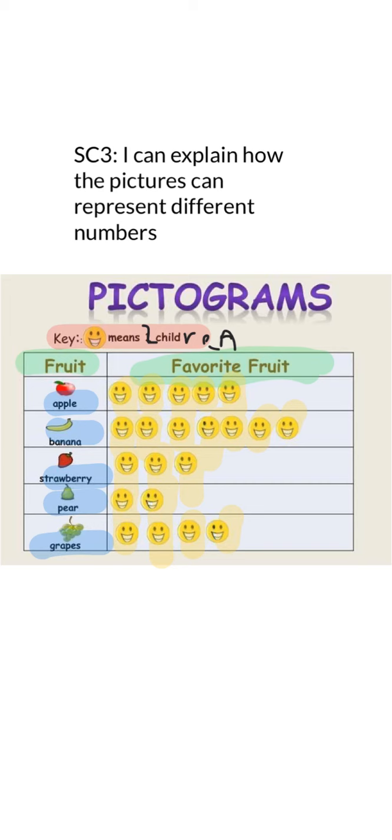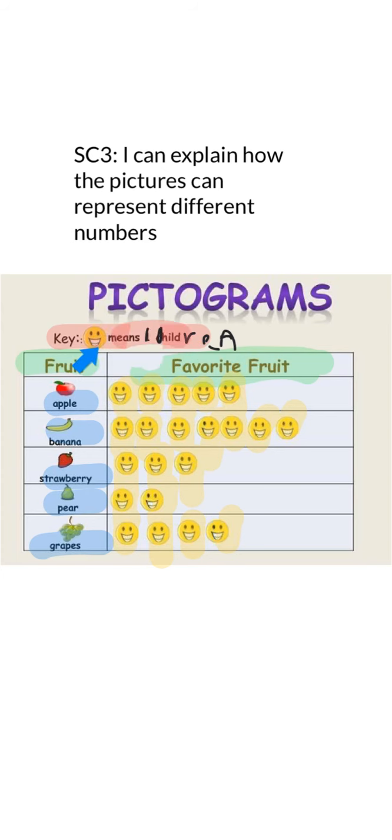So if we wanted to see how many children chose an apple as their favourite fruit, this time each smiley face means 2. So we would have to count in 2s. 2, 4, 6, 8, 10. 10 children chose apple as their favourite fruit. It doesn't just have to be 1 or 2 that each picture could represent. It could be any number as long as it's shown in the key.